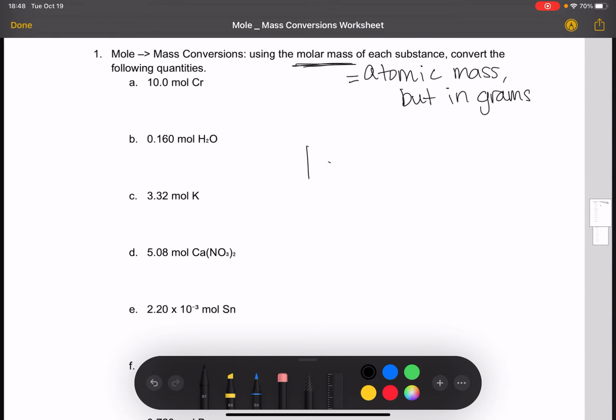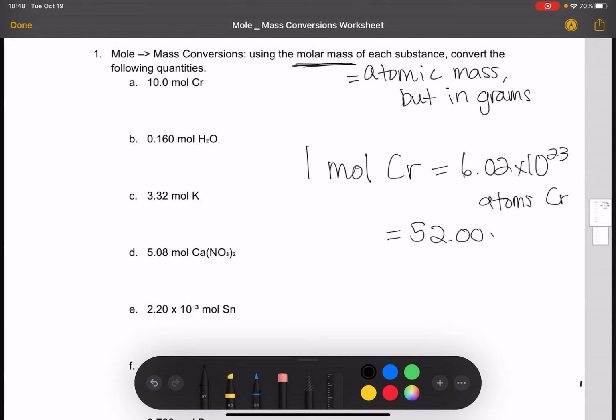If I'm told I have 1 mole of chromium, that means I have 6.02 times 10 to the 23rd atoms of chromium. I also know, based on what the periodic table tells me, that I have 52 grams of chromium. Okay, these are all the same thing. So let's take that knowledge and apply it to problem A.